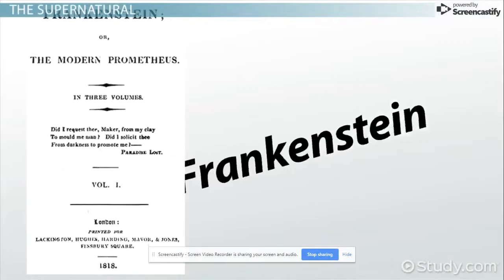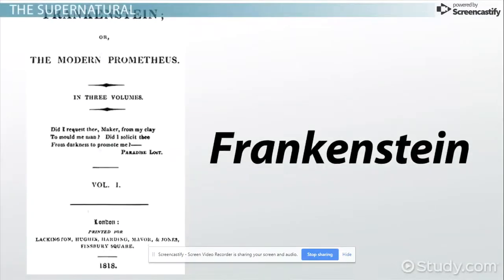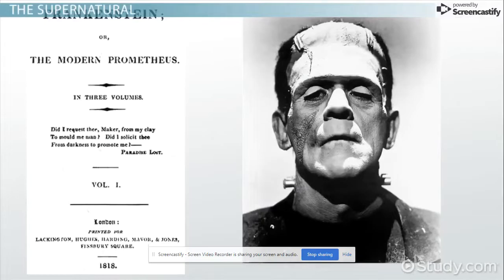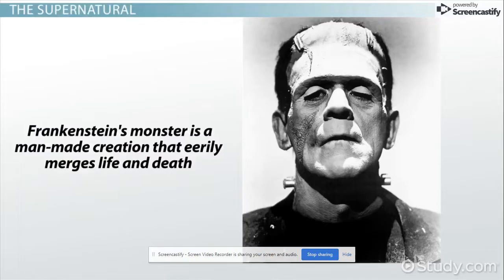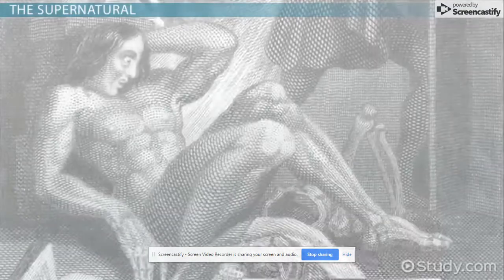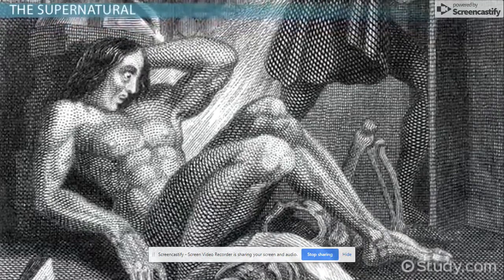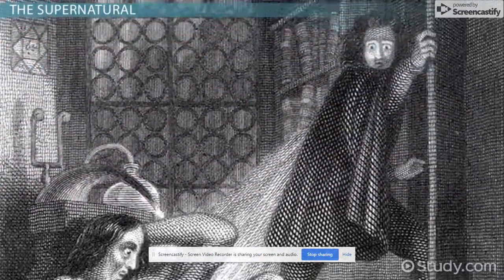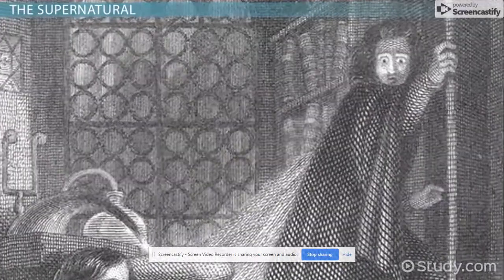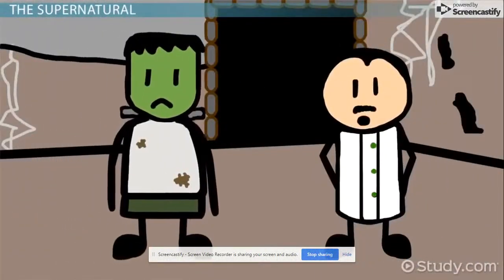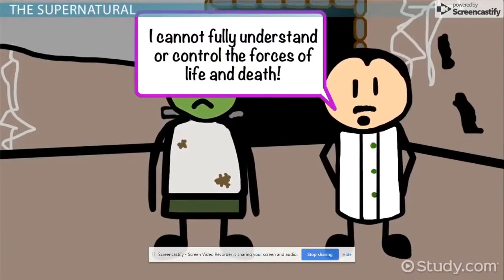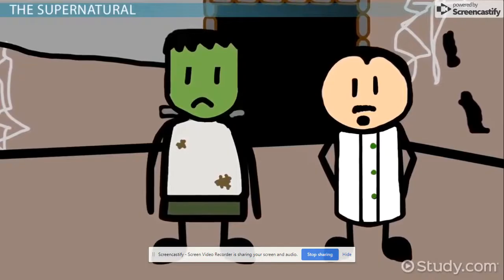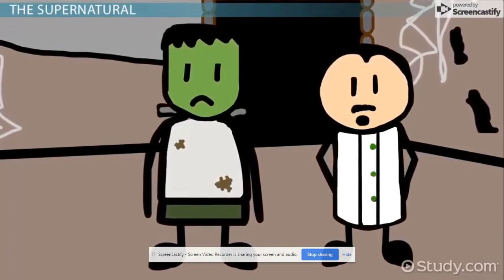Mary Shelley's classic tale Frankenstein, first published in 1818, offers a powerful example of this desire to explore the unknown even as we fear it. Frankenstein's monster is a man-made creation that eerily merges life and death. Frankenstein constructs his creation from human body parts and imbues him with life, which at once gives him great power and a great fear of that power, because he realizes that he's created a being that he cannot entirely control. His fear of his own creation emerges from his recognition that he cannot ever fully understand or control the forces of life and death, despite all of his scientific knowledge.